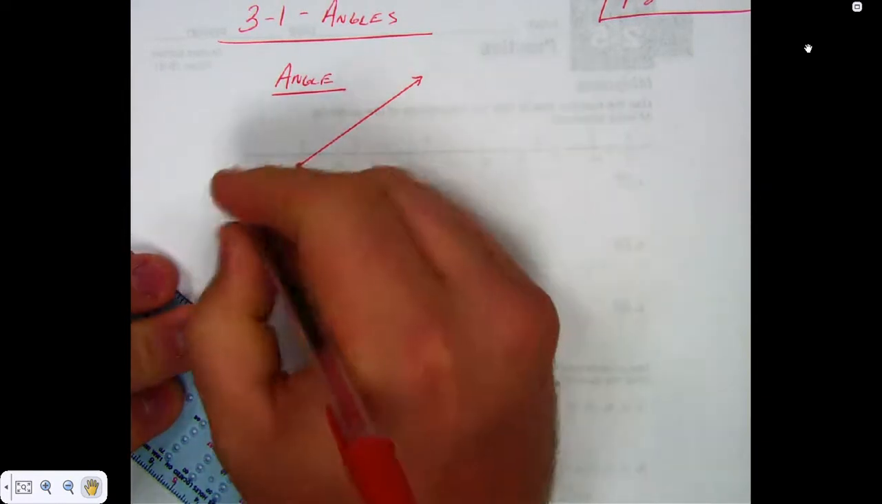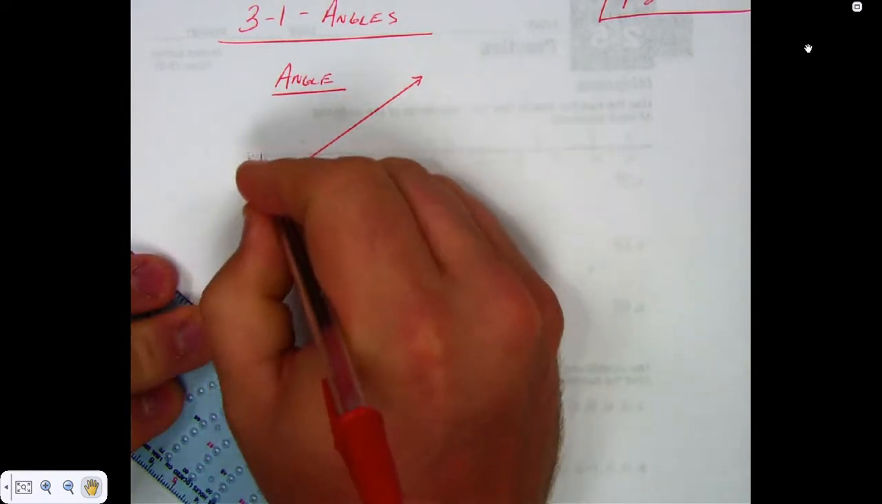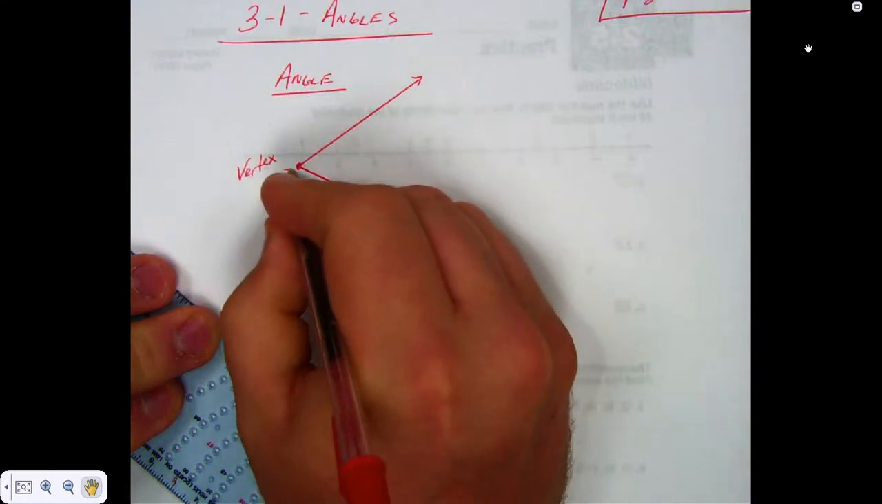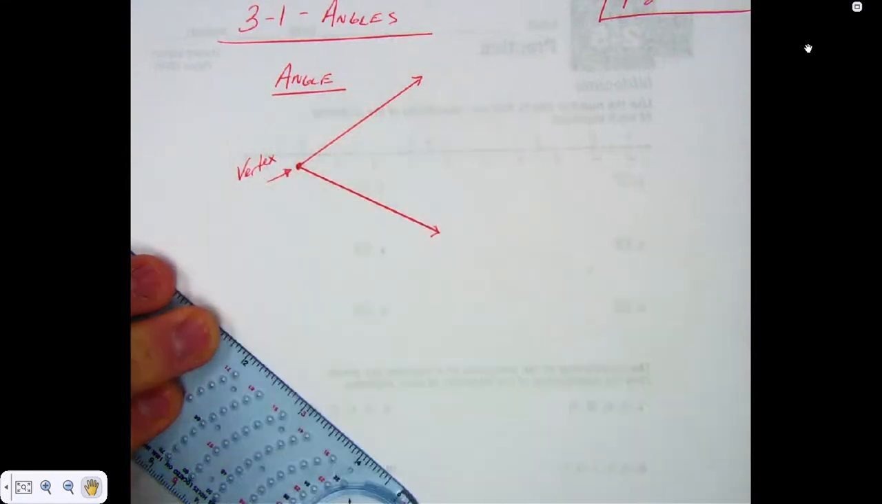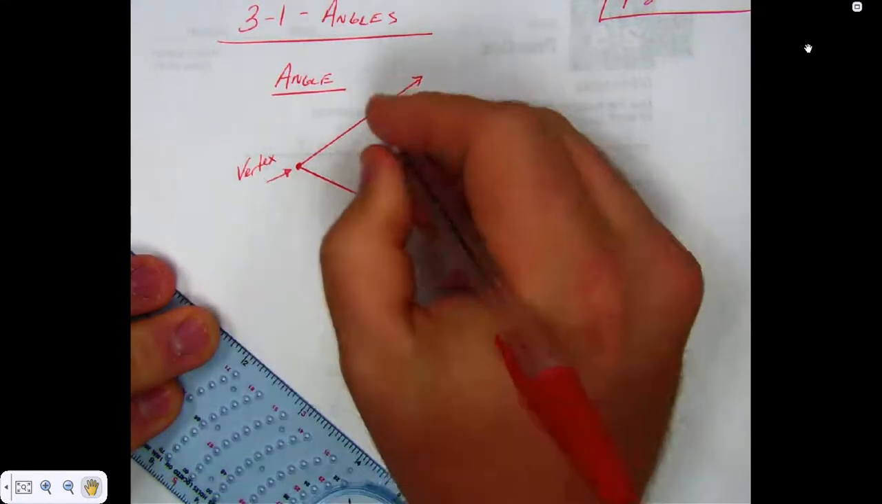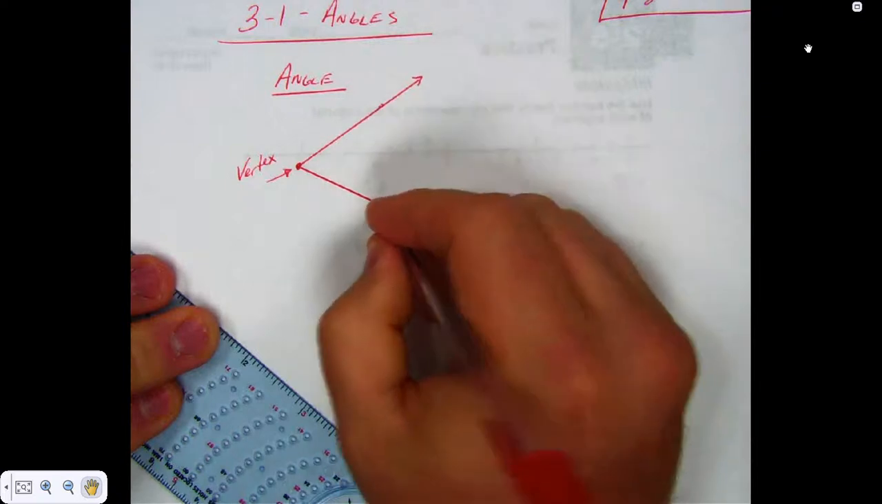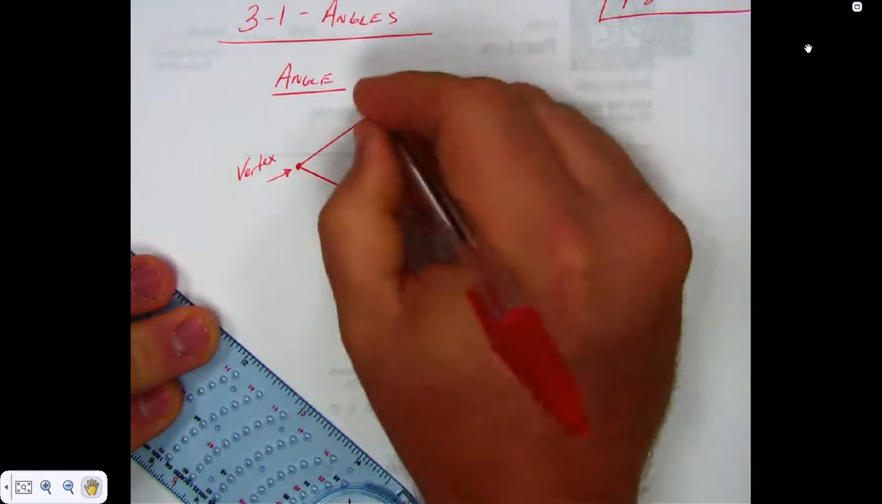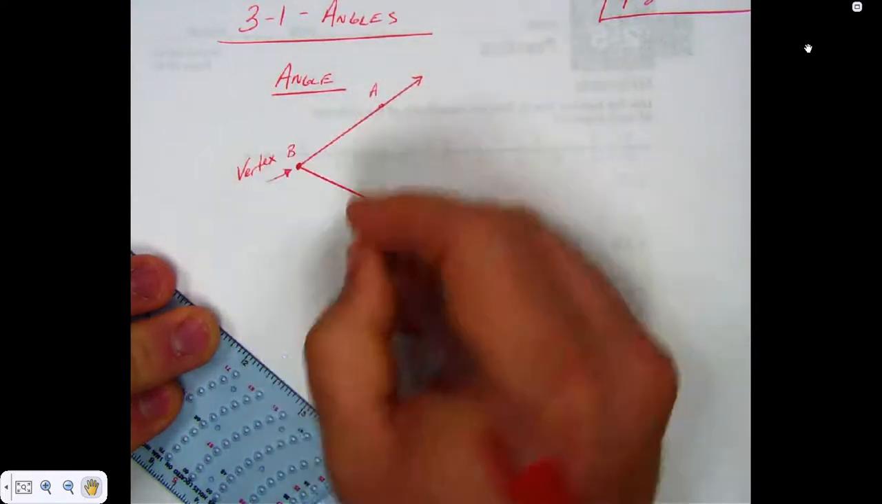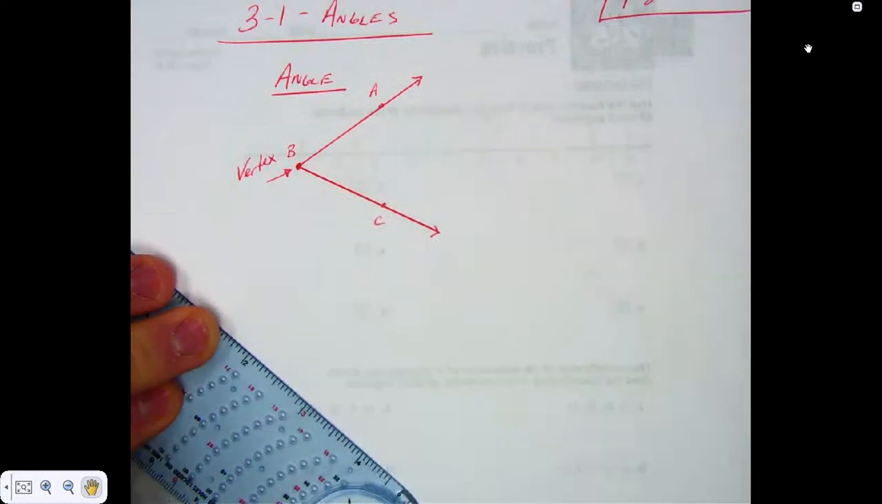This point where it changes direction is called the vertex. Okay? Vertex is a very important point.